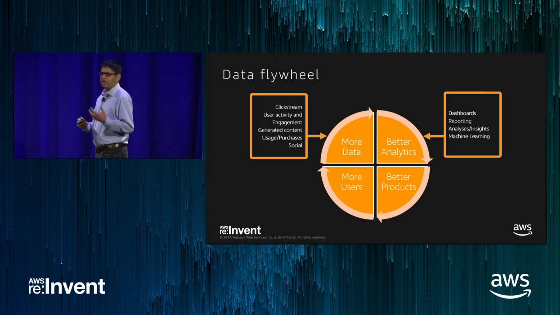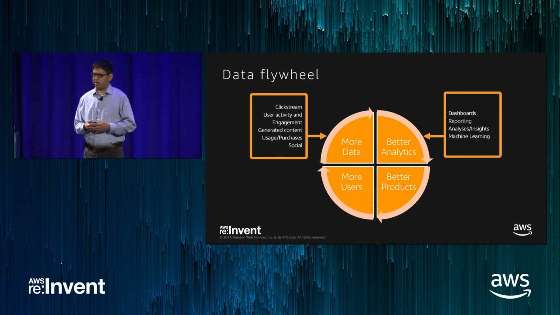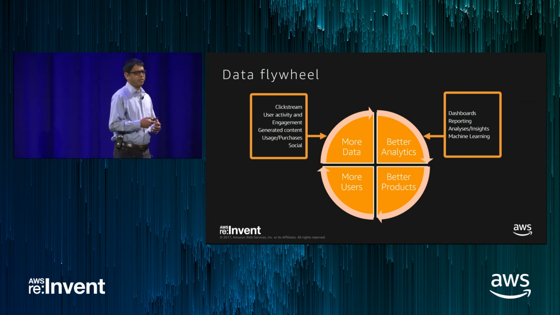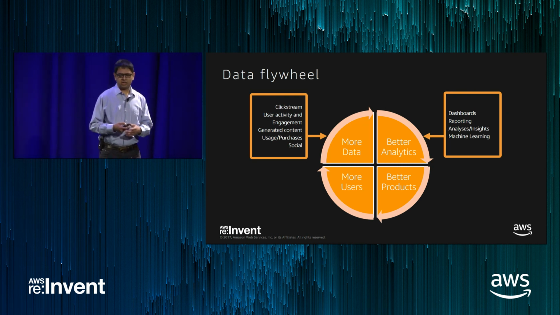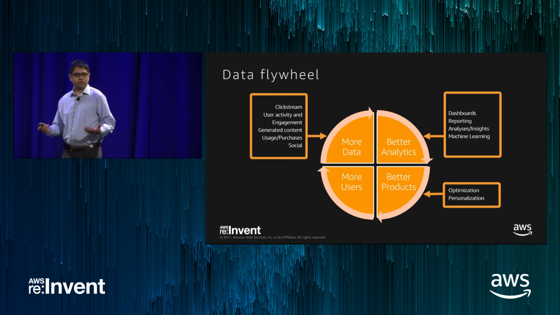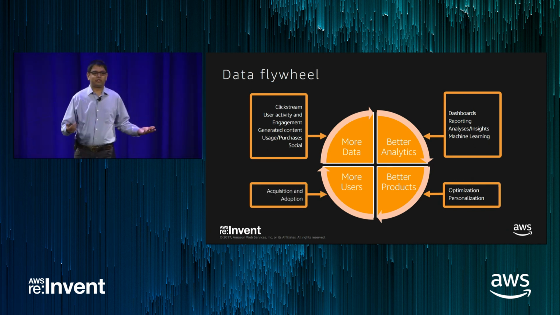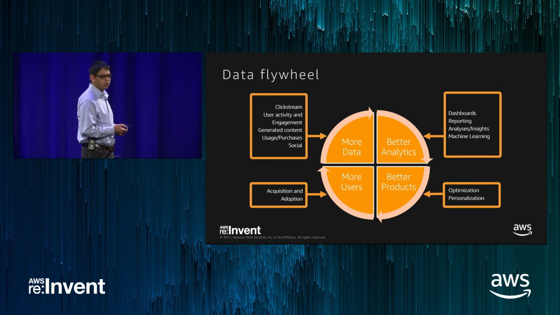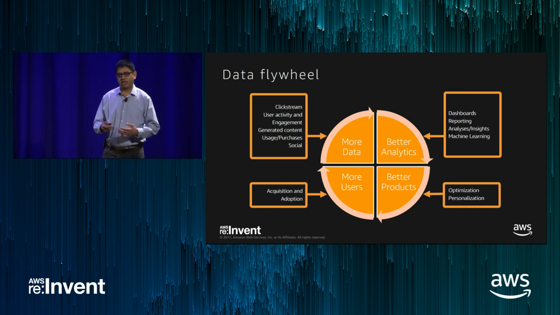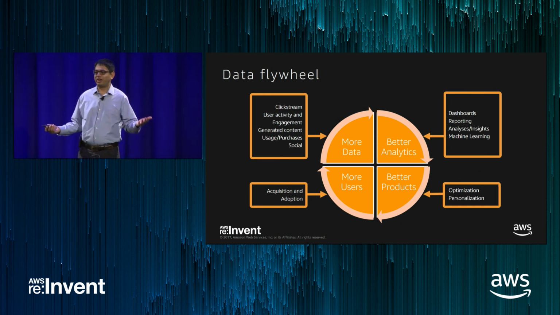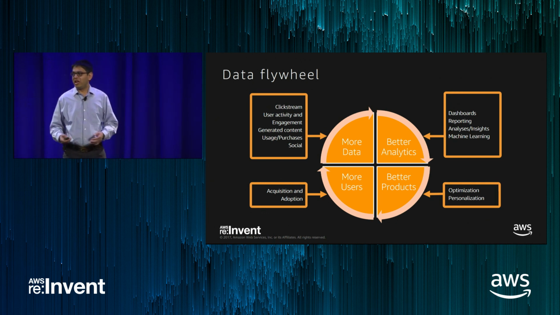And as we are collecting more and more data, we are also able to use that data as training sets to make predictions on user behavior and provide better optimization and personalization of our products, which leads to better products. And once we have better products, it leads to more users. We acquire more users, which also leads to adoption by existing users. And then the cycle comes again. Once we have more users, we get more data, better analytics, better products, more users, and this cycle keeps going on.